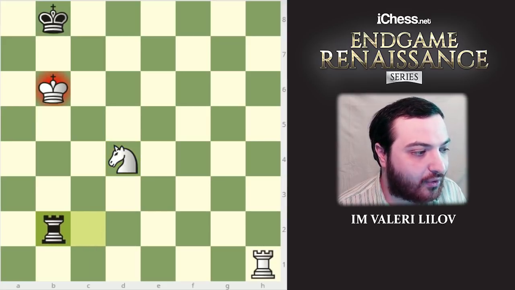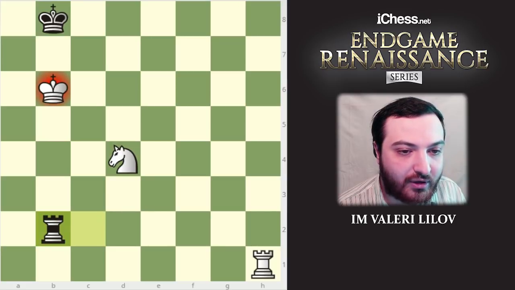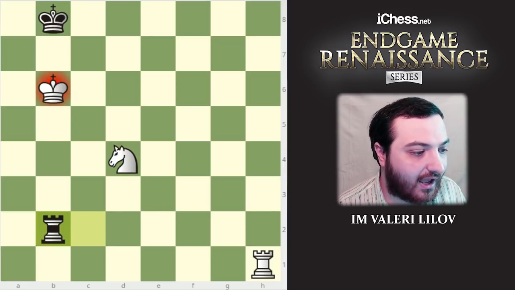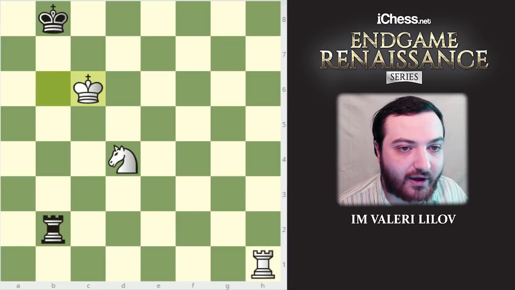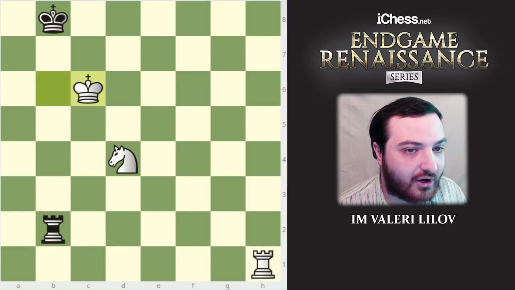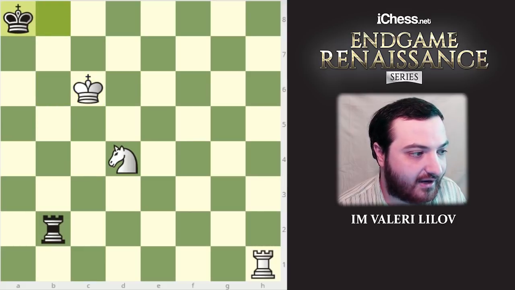After knight d4, black did rook to b2 with a check, and then white plays the move king to c6. We've got a really strong king in a really wonderful type of position, not only of the king, but also of the knight, and everything is terrific. Black plays king a8, and then white plays rook h3.